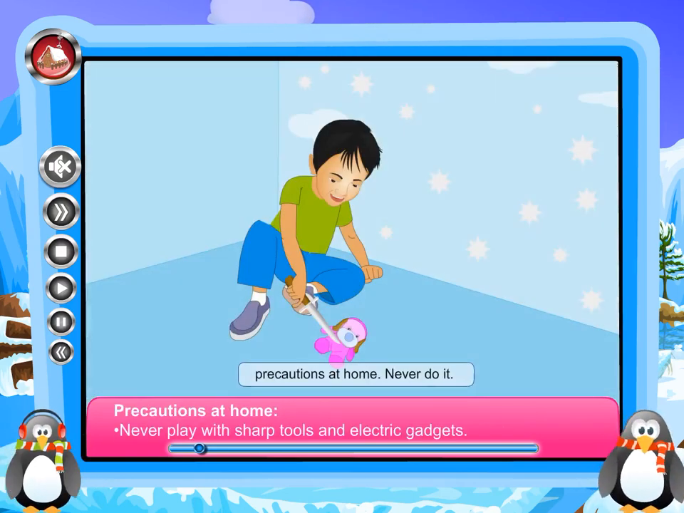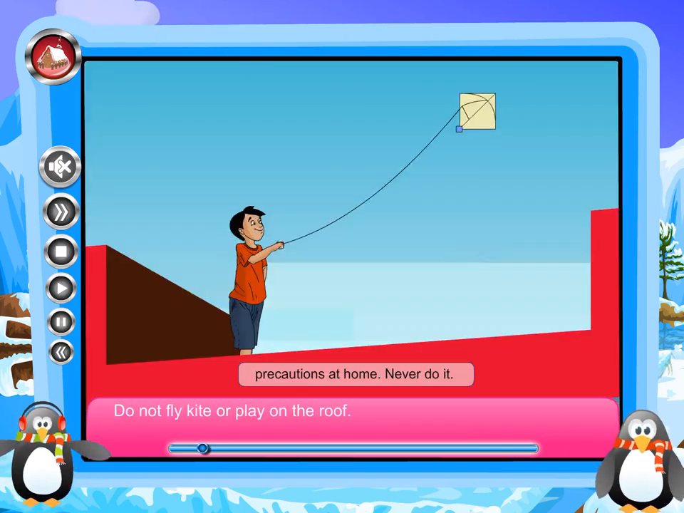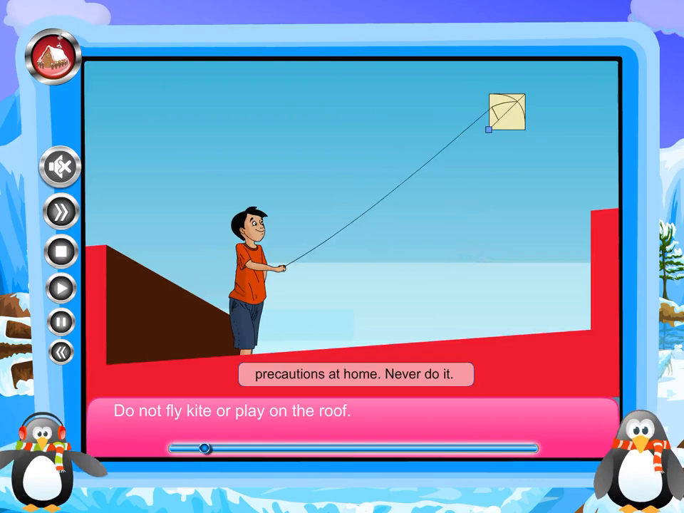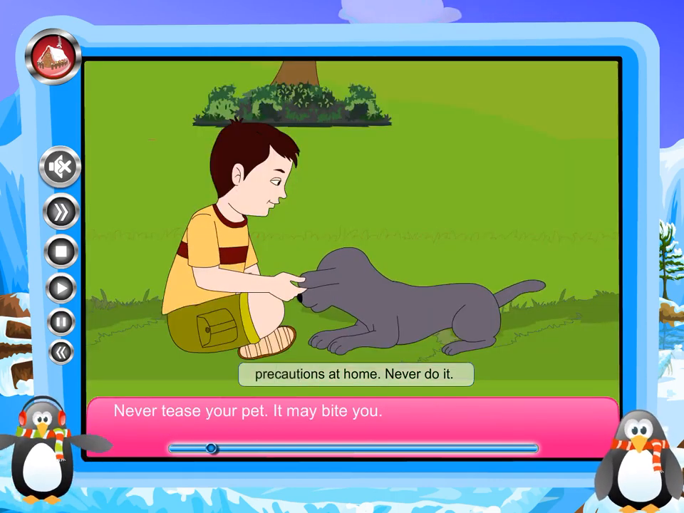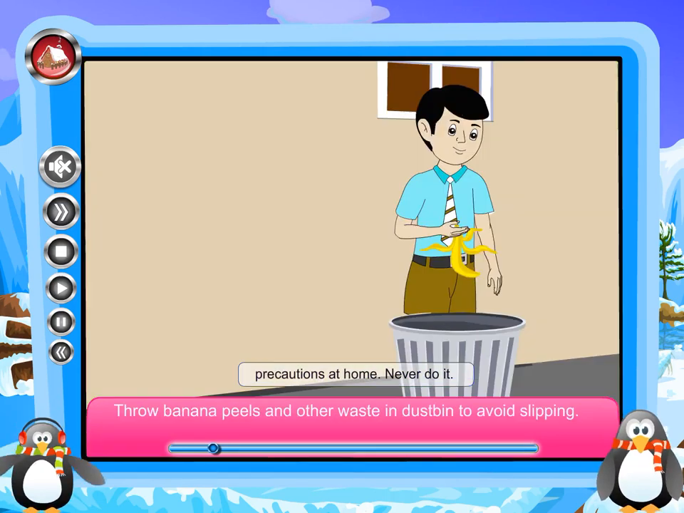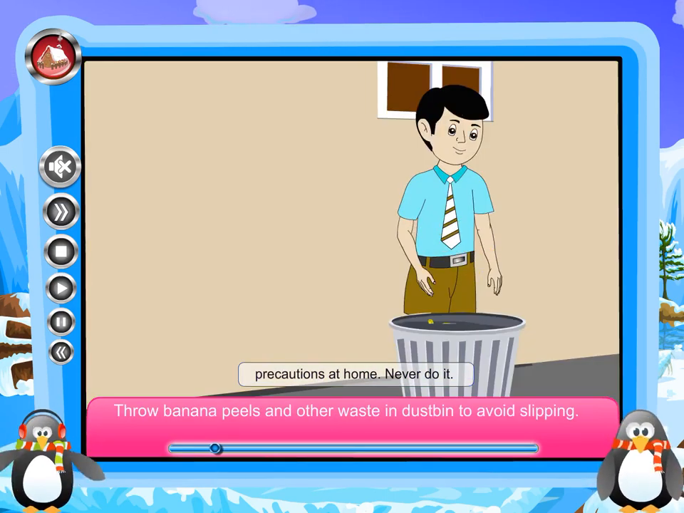Precautions at home. Never play with sharp tools and electric gadgets. Do not fly kites or play on the roof. Sometimes fire breaks out due to short circuit. Do not use water to put it off. Never tease your pet. It may bite you. Throw banana peels and other waste in the dustbin to avoid slipping.